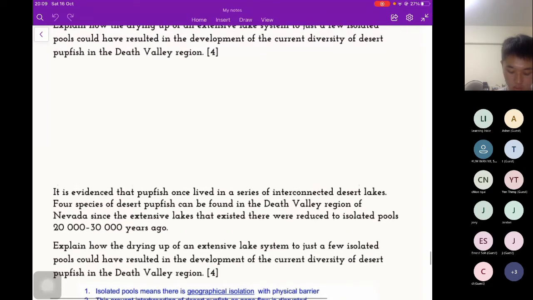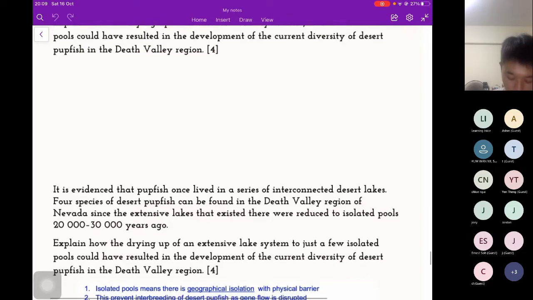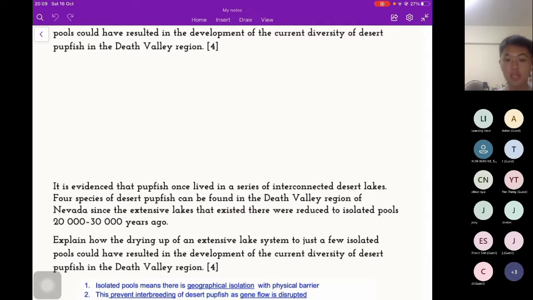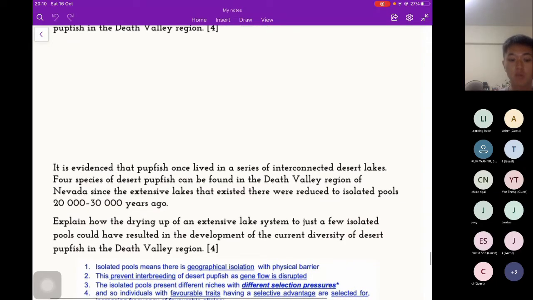So first part, isolated pools mean that there is geographical isolation with a physical barrier. Next, what this means is they can no longer interbreed and gene flow is disrupted. The isolated pools present different niches or different selection pressures. Individuals with favorable traits have a selective advantage and are selected for. Again, this is all very basic, we're just following the normal format of how a speciation answer is like.